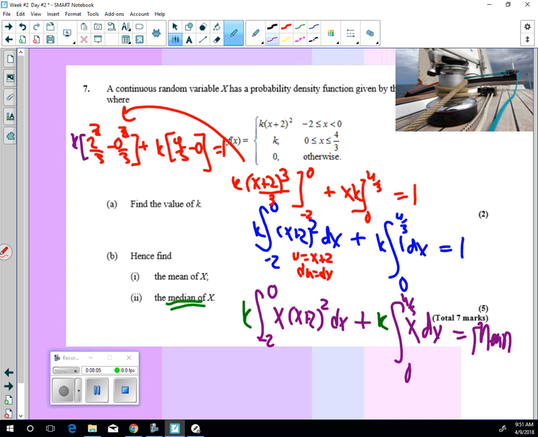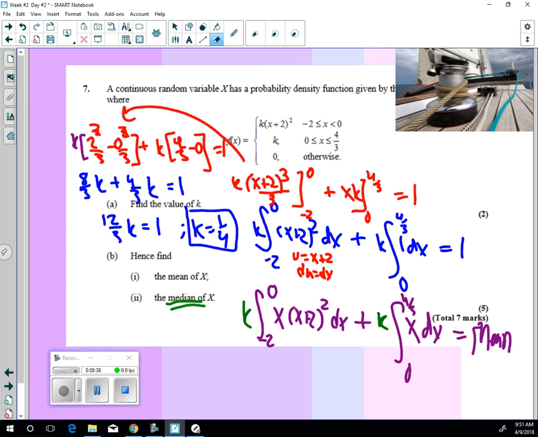So getting a little of the algebra going here, this is going to be 8/3 k plus 4/3 k equal to 1. That's 12/3 k equal to 1, and I think k is going to be 1/4. Did anybody agree with that? Is that all right? Okay.